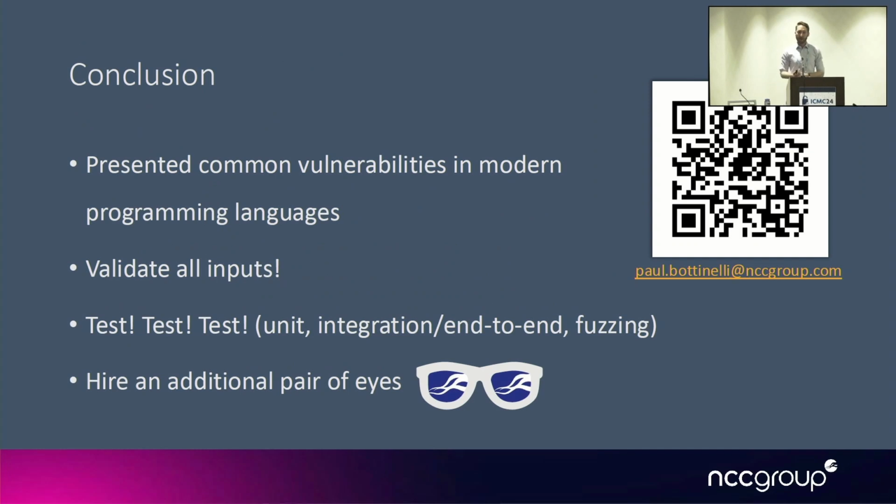So in conclusion, I have presented a couple of common vulnerabilities in modern programming languages. I still want to say that you should use programming languages like Rust or Go to write crypto code. This talk is not intended to dissuade you from doing that, but you should do so with care. All inputs should be validated, and as many tests as possible should be written, not only unit tests, but also end-to-end tests. Fuzz testing is also something that we see quite often, and that is very valuable for finding some of those very specific and difficult to pinpoint bugs.